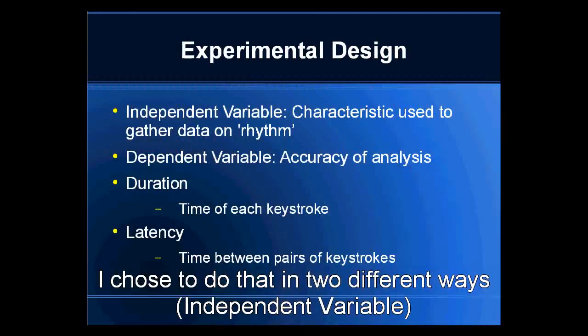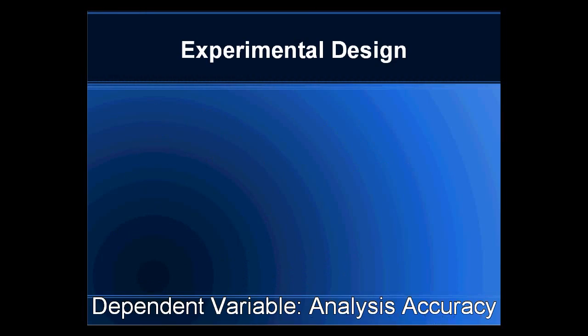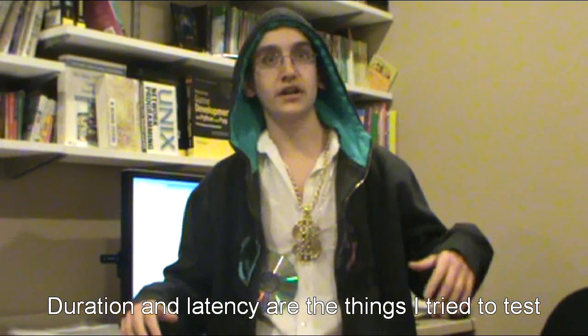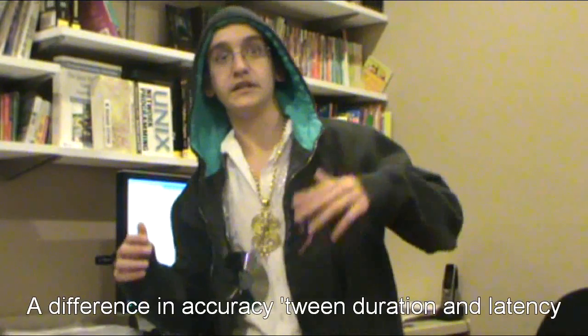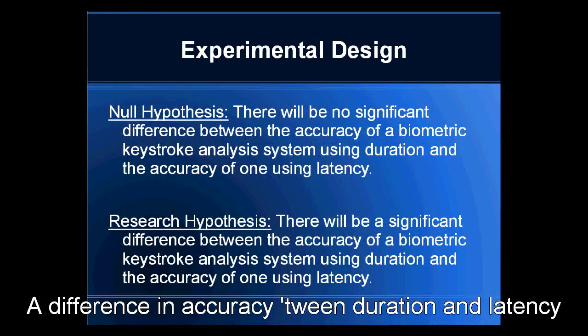I chose to do that in two different ways. The dependent variable is accuracy. Duration and latency are the things I tried to test. Duration is the time it takes to press a key. Latency is the time in between adjacent keys. For my study, I hypothesized that there would be a difference in accuracy between duration and latency.